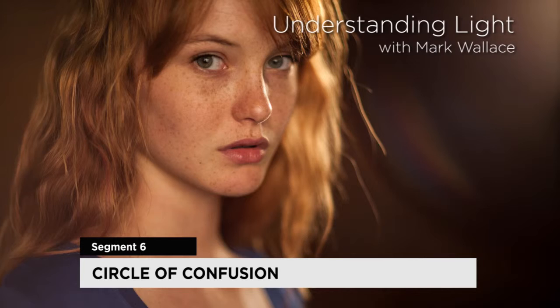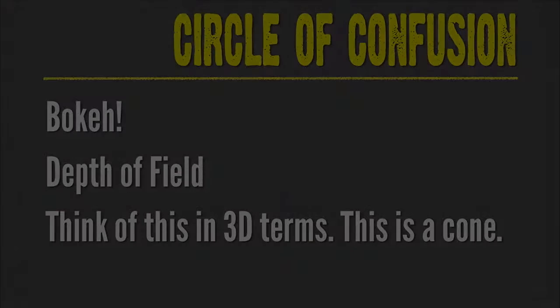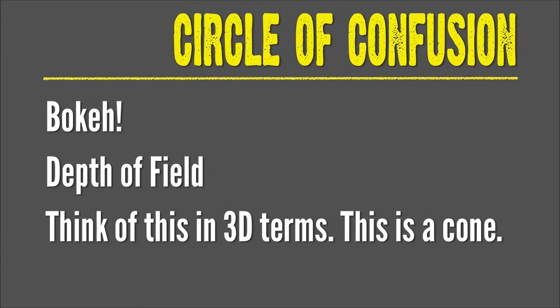Now we're going to talk about circle of confusion and how it affects something called bokeh, and how this works, and why you're going to want an expensive lens after this. So circle of confusion controls bokeh and it controls depth of field.